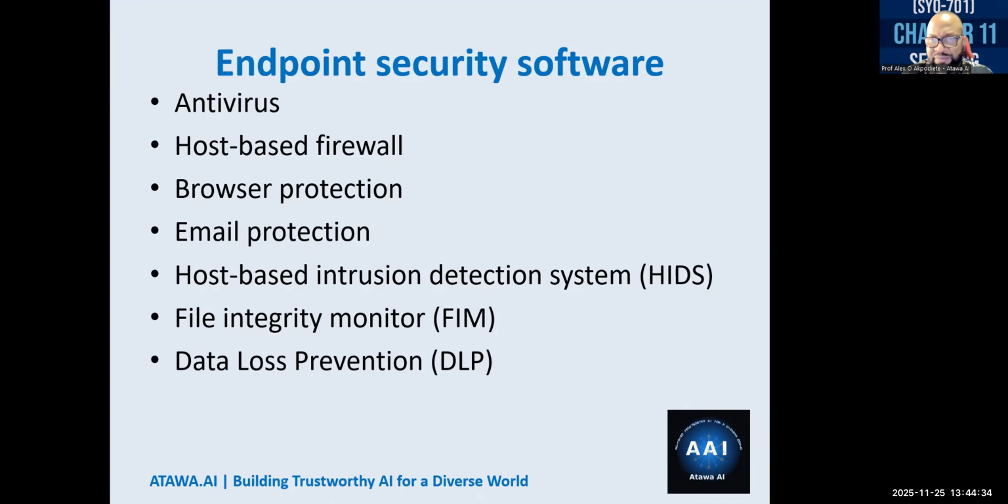So your endpoint device, like my laptop, my phone, just anything that I'm using at the end of the system, not like a network device, you need to make sure you have antivirus, the host-based firewall, some kind of browser protection, email protection, and then the host intrusion detection system, and something that does file integrity monitoring, and definitely a DLP for data loss prevention.